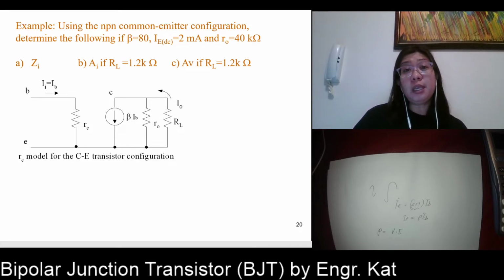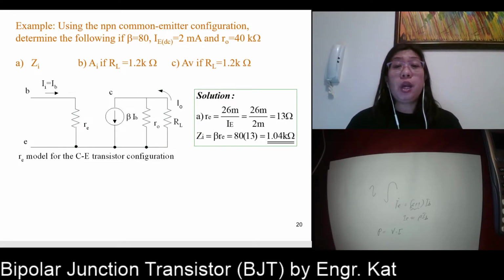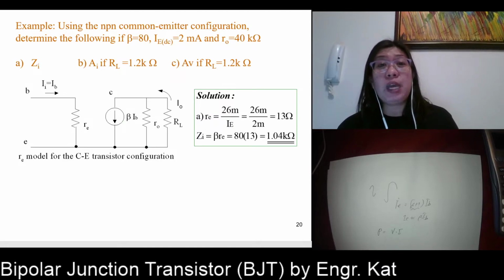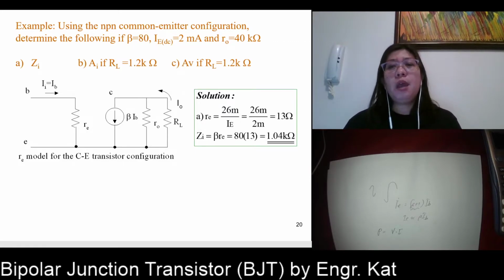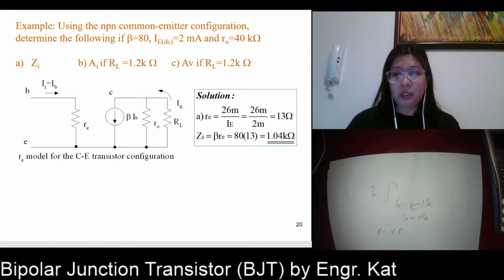First is solving for RE. So RE is 26 millivolts divided by 2 milliamperes. That will give you 13 ohms. And then we have your input impedance. The input impedance is beta RE. So that is 80 multiplied by 13. That will give you 1.04 kilo ohms.